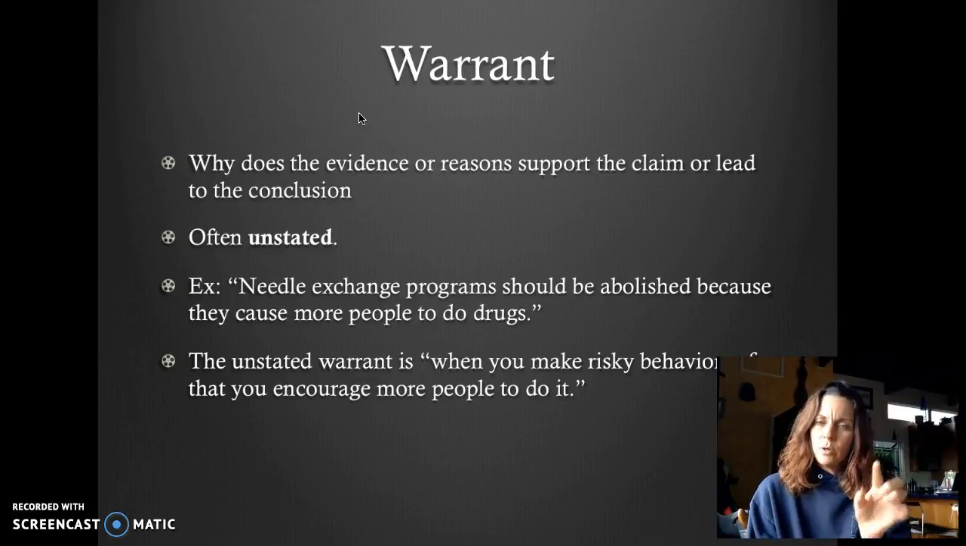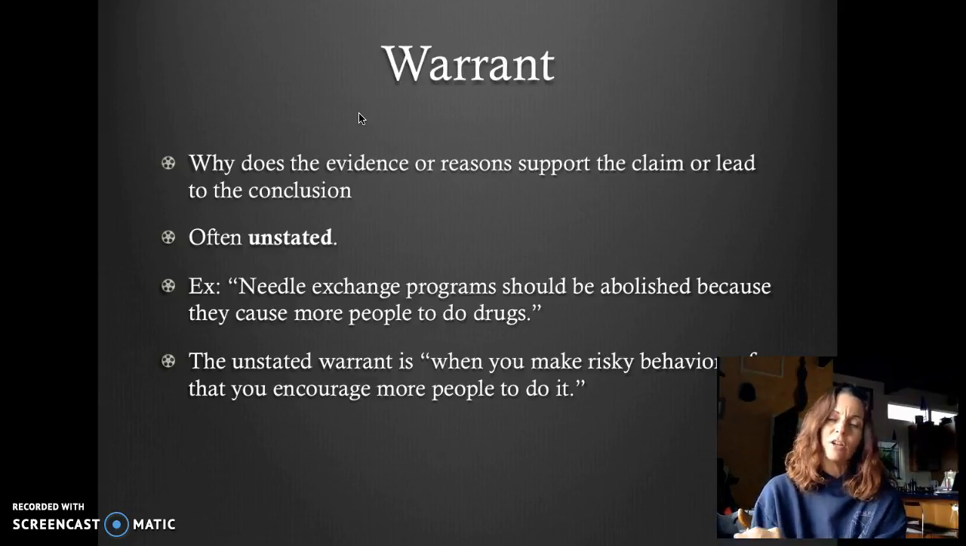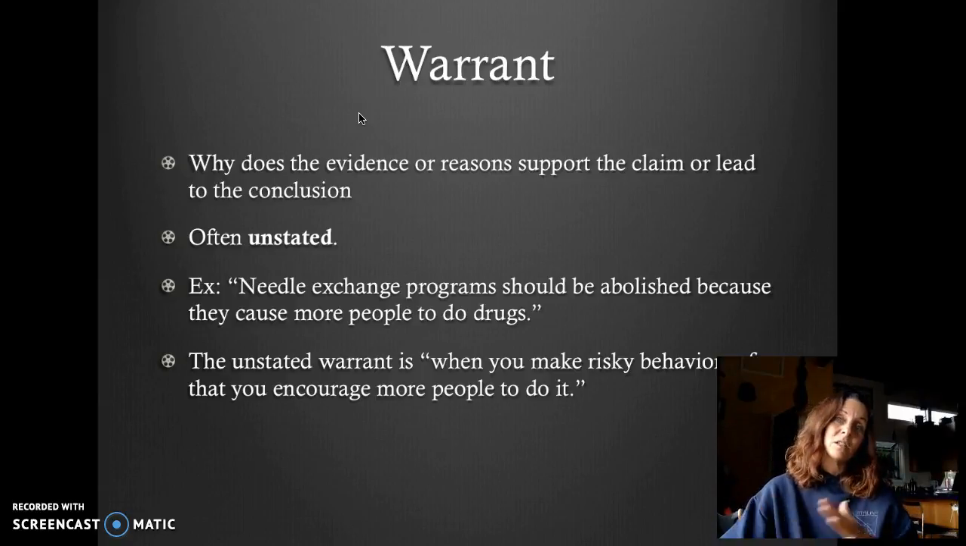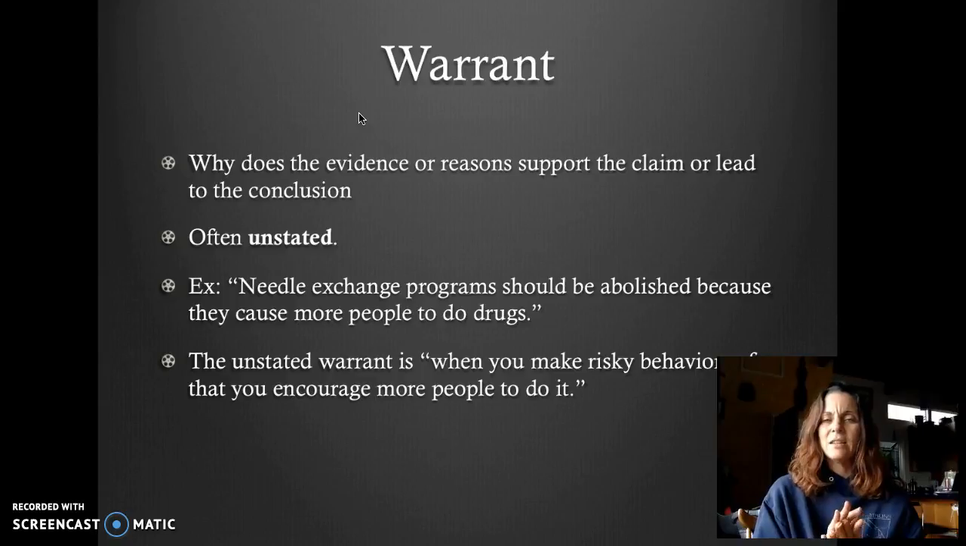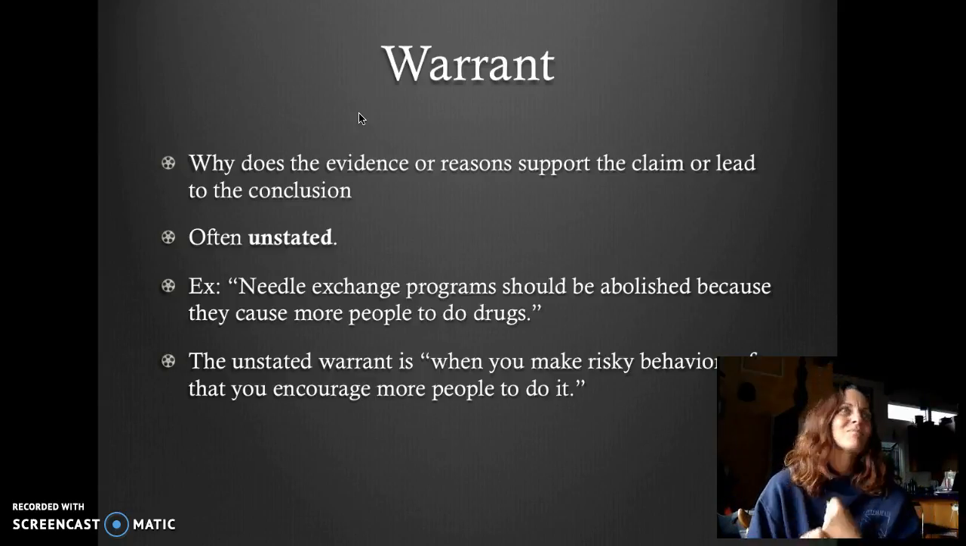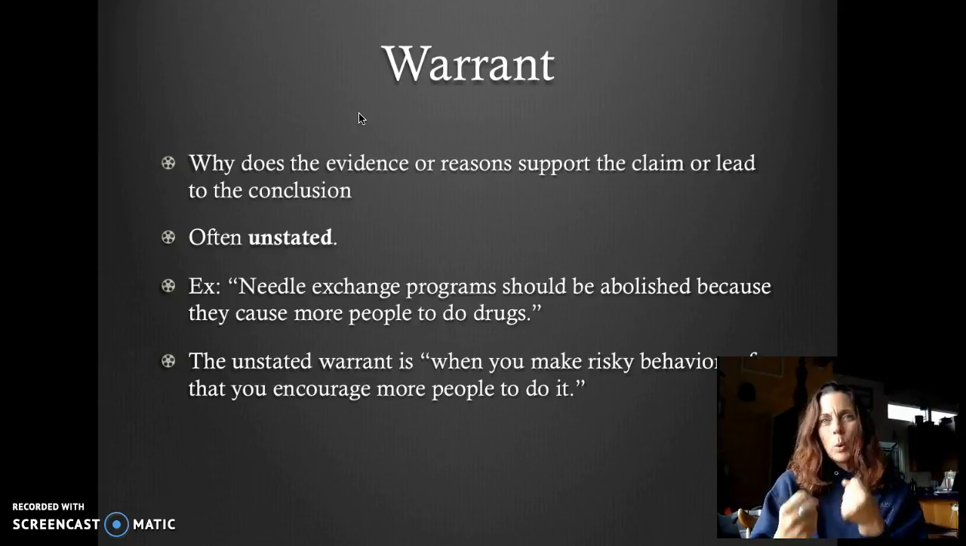The unstated warrant with this claim is that when you make risky behavior safer on some level, not getting HIV, you encourage more people to do it. And that one, especially for the needle program, is a little complicated, because are you encouraging people to continue drug use if they're not getting HIV? Is it better to keep the cases of HIV from spreading? So you get the idea that what's unstated, the reasoning behind it, is really the engine behind the argument itself. What's promoting this argument?